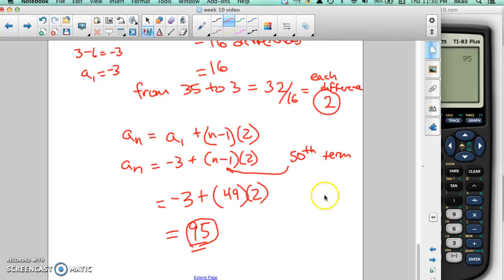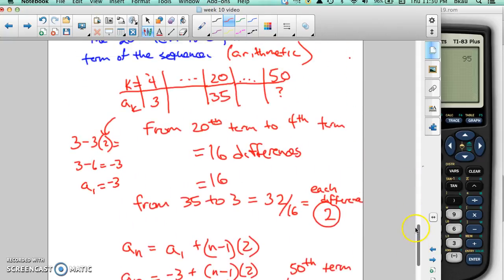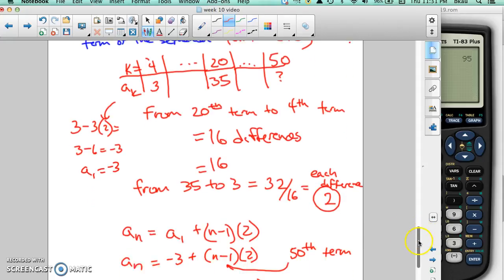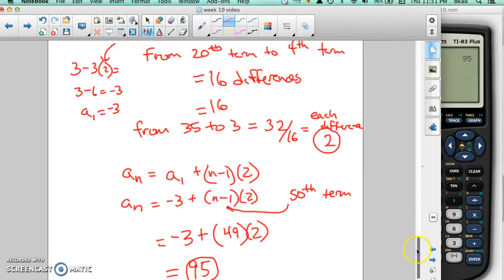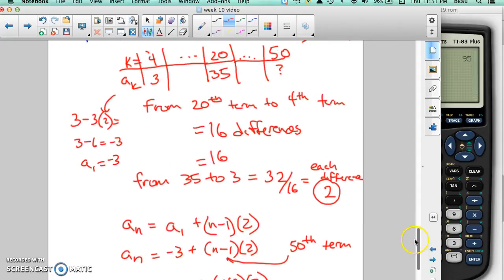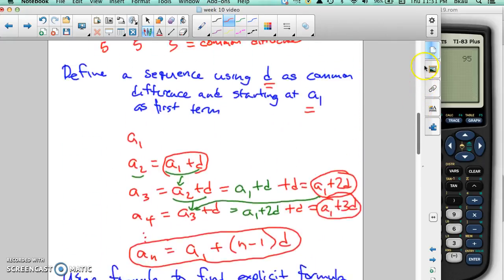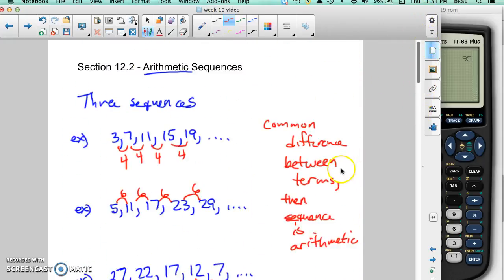So we can do that by figuring out the differences and how many there are, 16 differences, and figuring out how far our sequence went. So we need to find out how far the sequence went and how many differences there were, divide to figure out the common difference. Okay, and once we found the common difference, we can plug that in and figure out the first term, and then we can use that to find the 50th term. Alright, so that's arithmetic sequences. We're going to go on to arithmetic sums in the next video.